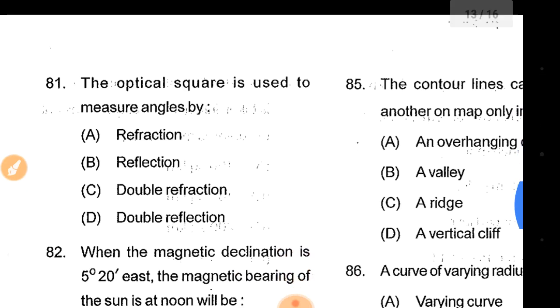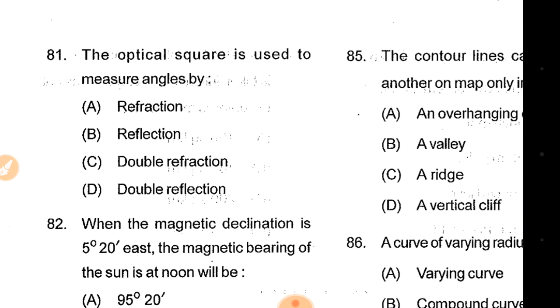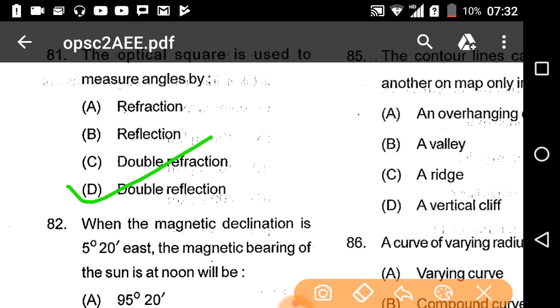81. The optical square is used to measure angles by reflection, double reflection. The optical square is used to measure angles by double reflection. That is option D will be the correct answer.